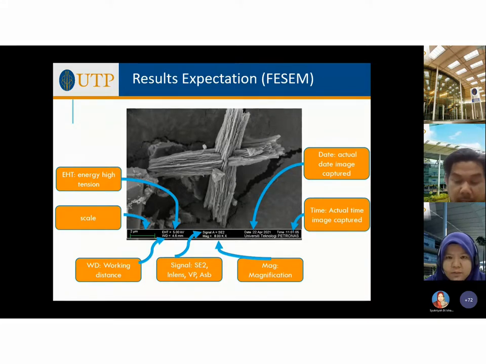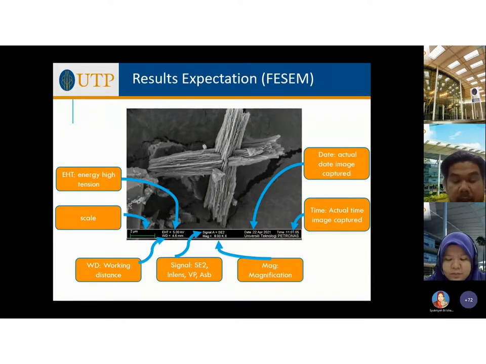While SEM gives you the same data information here, SEM only has two signals, which are the secondary electron and the backscattered electron detector. MAG here is for magnification. Normally it shows how much magnification we captured at that time.